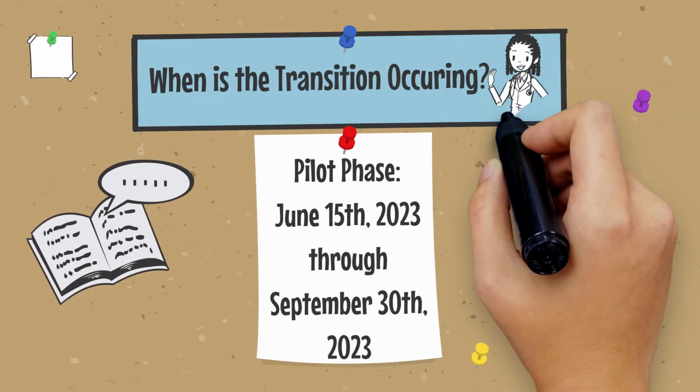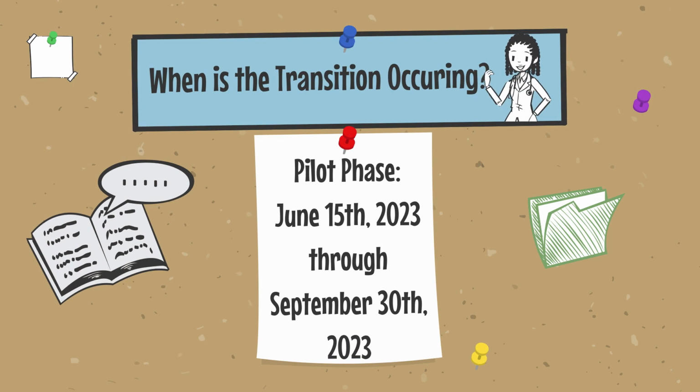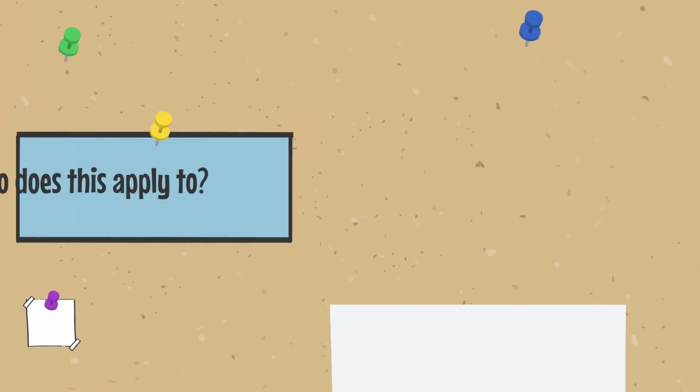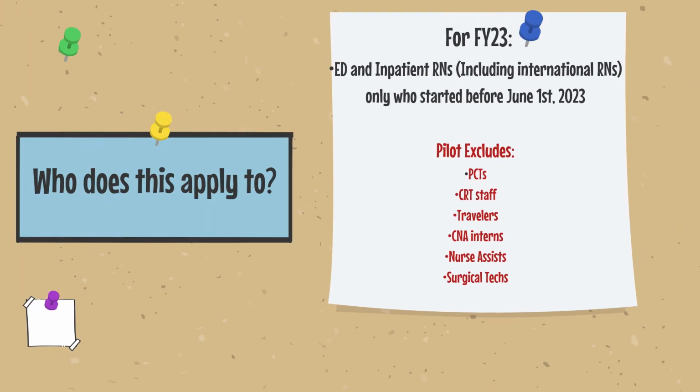Our pilot phase of the transition to competency-based education is going to occur from June 15, 2023 to September 30, 2023. Our fiscal year 2023 pilot will only apply to emergency department and inpatient RNs who started before June 1, 2023. This includes international nurses. The pilot will exclude those listed on the slide.